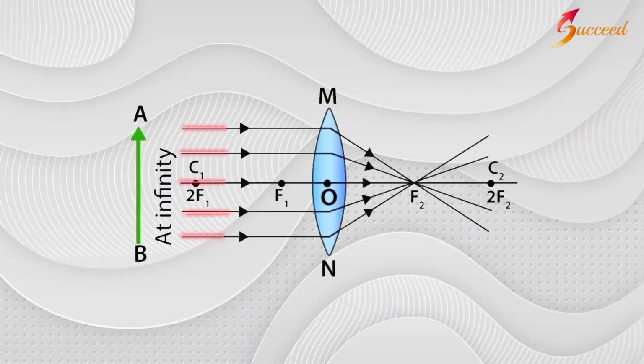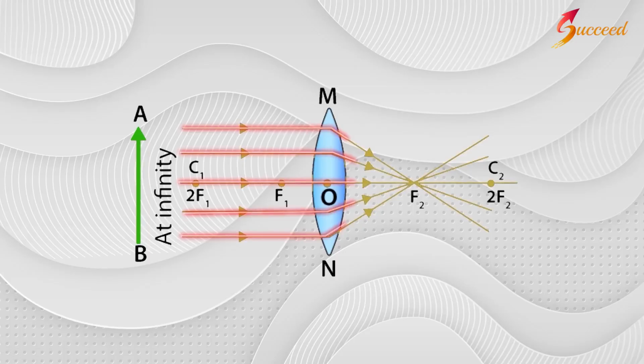Let us place the object at infinity. We get a parallel beam of light parallel to the principal axis. After refraction, they meet at the focus F2. The image is highly diminished and point sized. It is real and inverted.